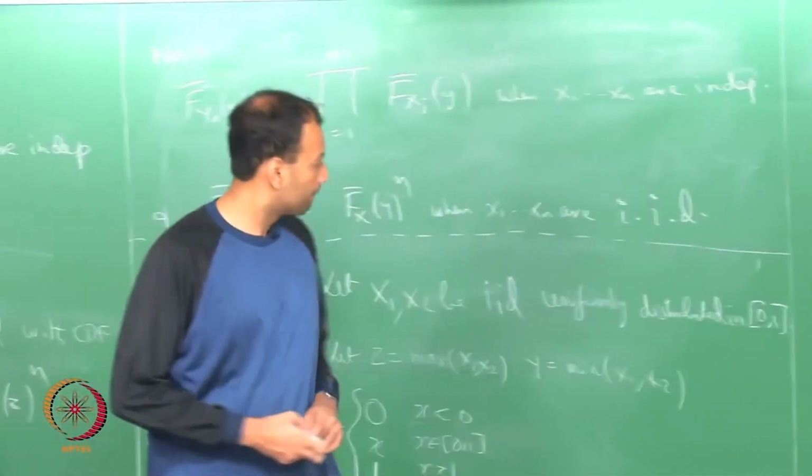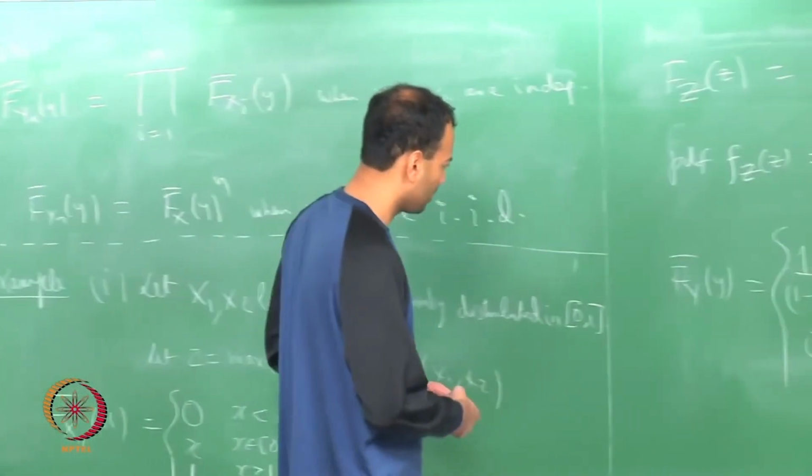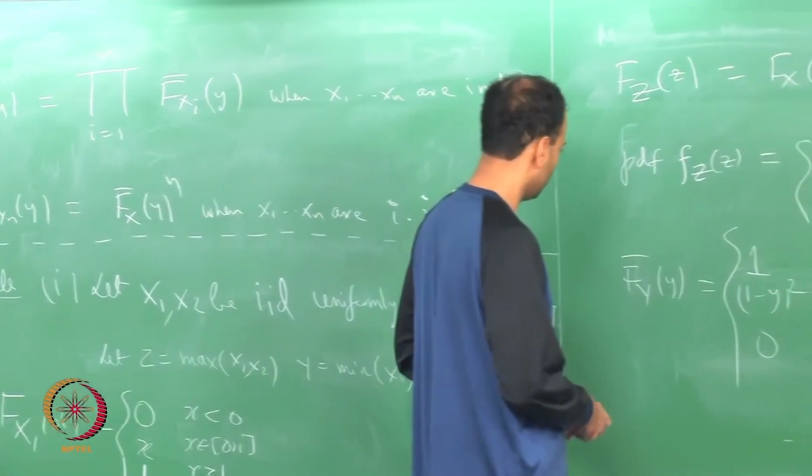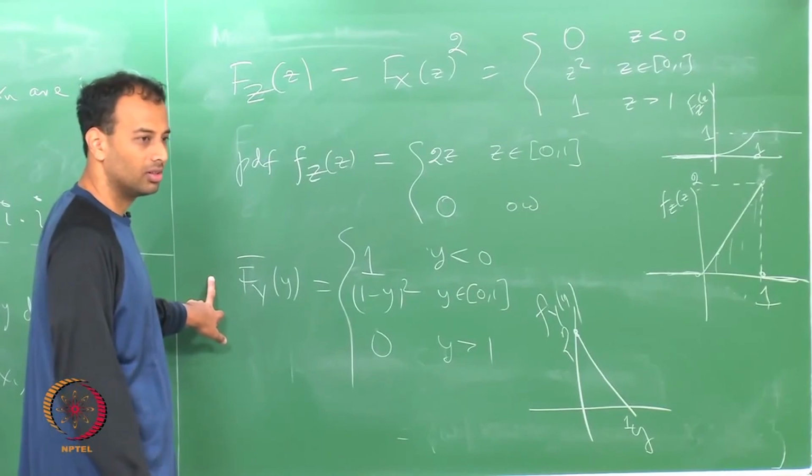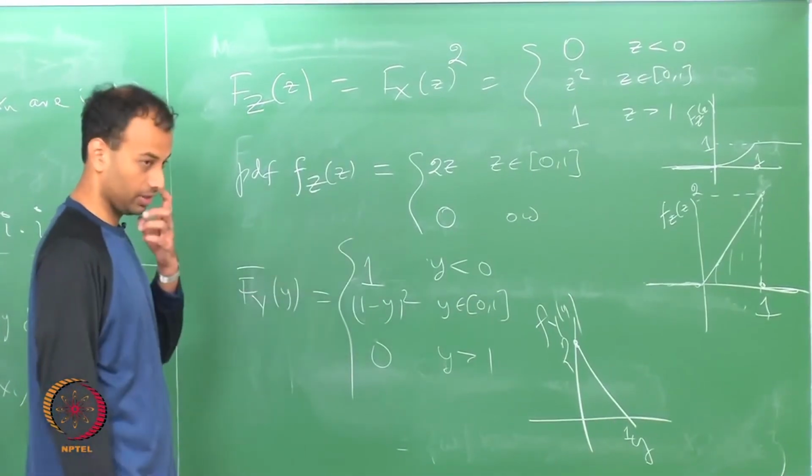Yes. How to find the PDF from the complementary CDF? So, this is the complementary CDF. So, 1 minus that will be your CDF, right, and you differentiate that, you will get a PDF. Okay.